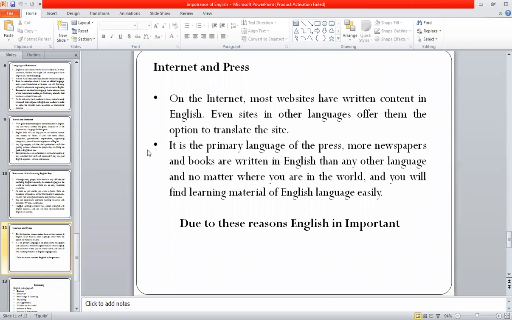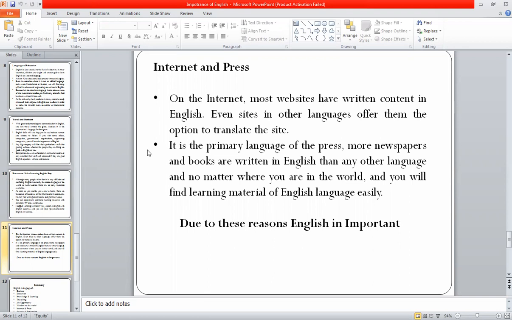It is the language which is used for the internet and press, may it be written press, or may it be digital media. On TV shows also, you can find there are many news channels. They are debating, or they use English language for the debate purpose, and that's why this is the primary language of the press and digital media.